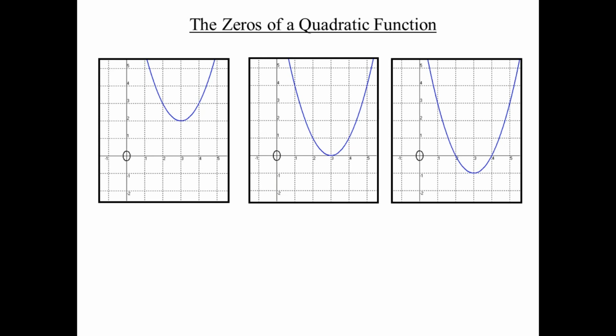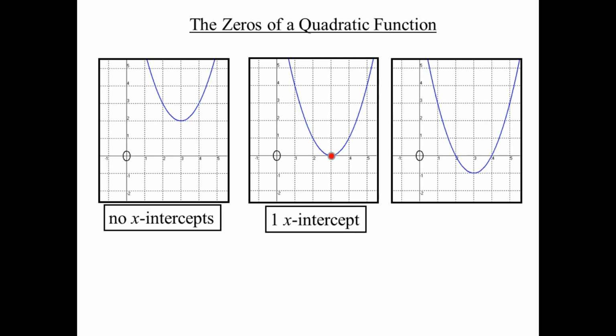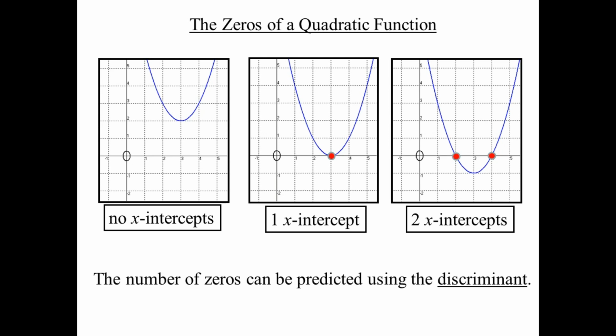Today, the discriminant, or the zeros of a quadratic function, two related concepts. Recall, a quadratic function can have 0 x-intercepts, it can have 1 x-intercept, or it can have 2 x-intercepts. And we have a tool that we can use to predict whether a quadratic will have 0, 1, or 2. And the name of that tool is the discriminant.